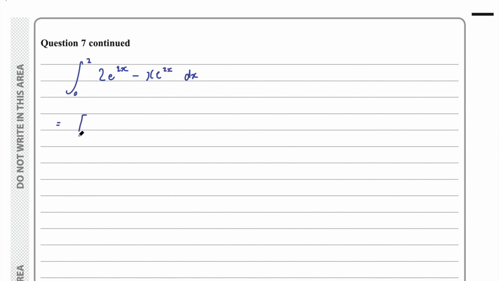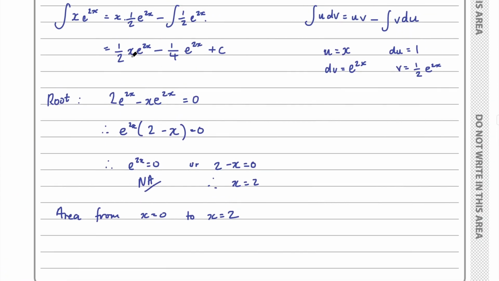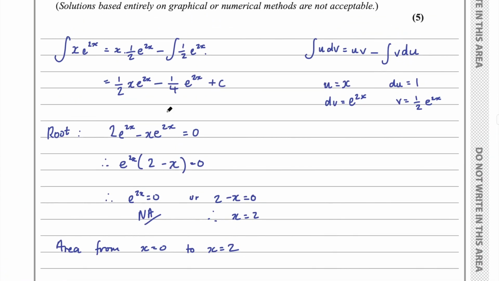Okay, so starting with this first term, 2e to the 2x. Now we've already said the integral of e to the 2x is a half e to the 2x. So if I multiply that by 2, all I'll be left with is e to the 2x. And we've already integrated this, minus x e to the 2x, or well, we left the negative off, so we'll have to introduce that back into the expression here.